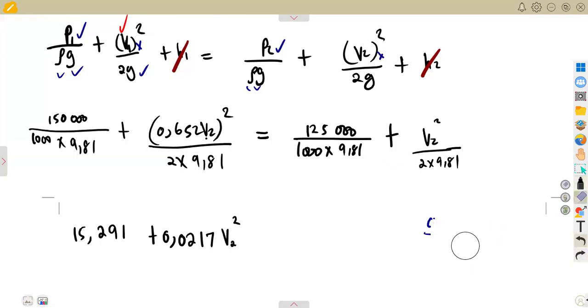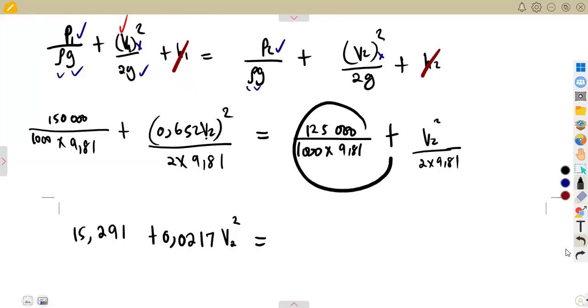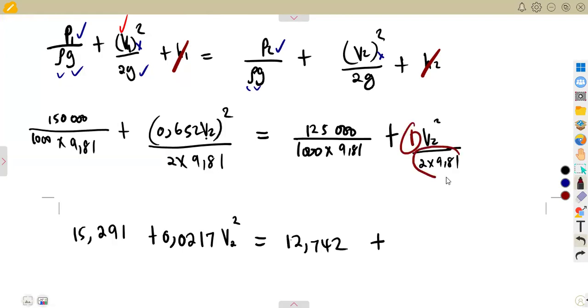All right, you do the same thing on the right-hand side. You simplify this together, and we get a single value, which is 12,742, plus 1 divided by 2 times 9.81. You're going to obtain 0.051 with V2 squared. So that's it. You can simplify this way.